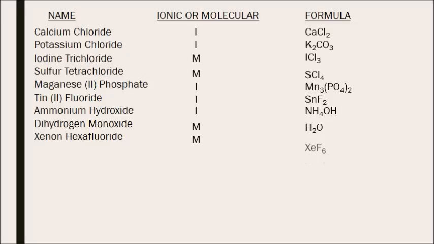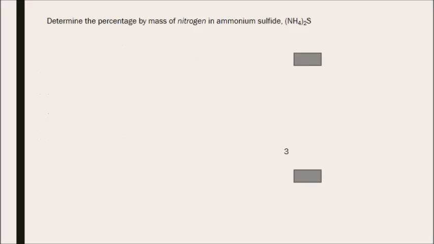Alright, so we're going to be determining the percentage by mass of nitrogen in ammonium sulfide, (NH4)2S. So the easiest way to do this is you're going to identify how many of each element you have in your compound. So we've got 2 nitrogens, 8 hydrogens, and 1 sulfur.